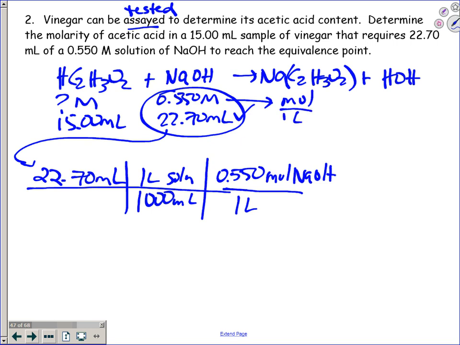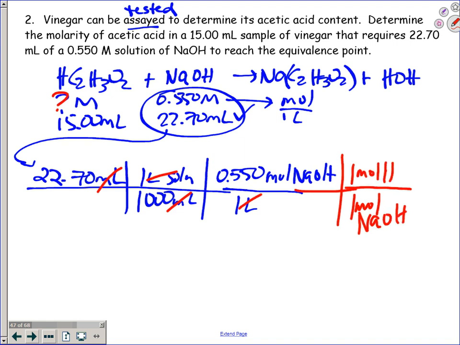So now my milliliters can cancel. My liters of solution can cancel. I'm in moles of sodium hydroxide. Nobody cares about moles of sodium hydroxide. We care about getting to what? The molarity of the acetic acid. So what's next? Mole ratio. So what's on the bottom? 1 mole of NaOH. Top is 1 mole of acetic acid.